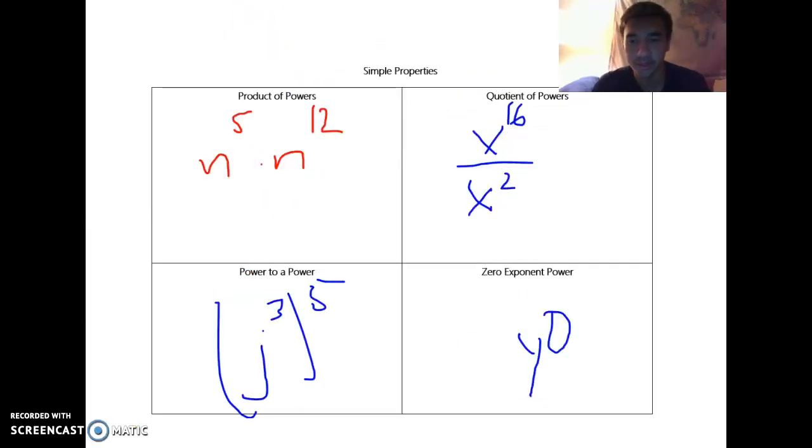Here are your 4 problems. Please do these for your homework. Make sure you turn them in, and thanks, guys.